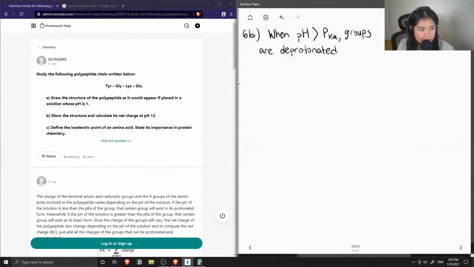So now let's draw our amino acid chain. So we have our amine group, and then we have our tyrosine. And if we look at the alcohol group on our tyrosine, then it becomes deprotonated because now the pH is 12. And then let's carry on writing the rest of these. Again, our glycine just stays the same.